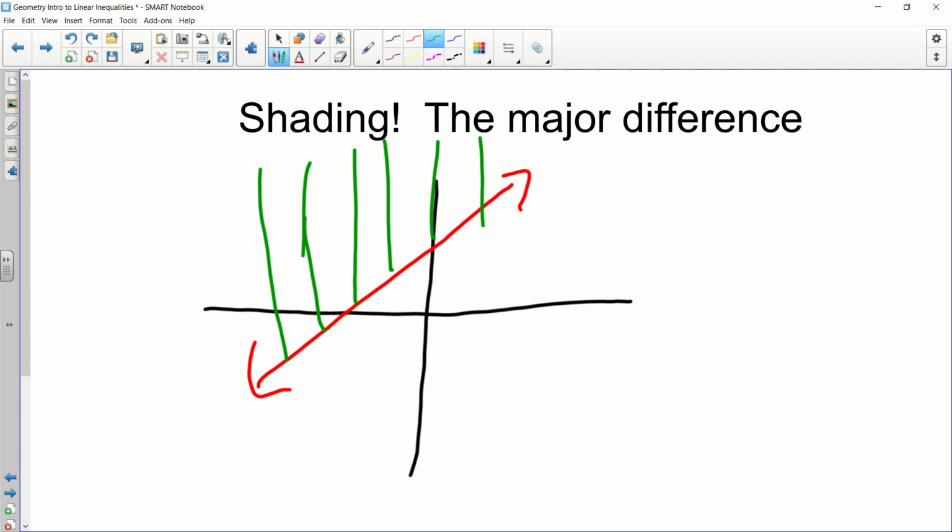So again, two major differences will be determining whether it's a solid line or a dashed line based on the inequality symbol, and then which part of the line to shade, either above or below. And we'll get into how we're going to look at that. So I have a couple examples we're going to go through.